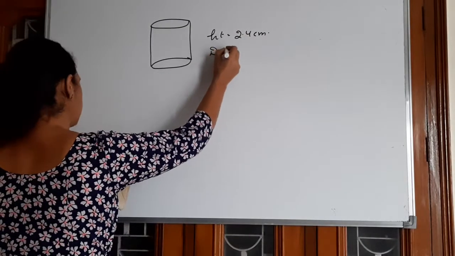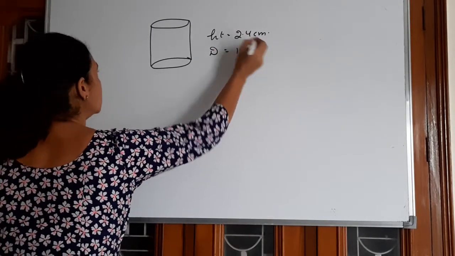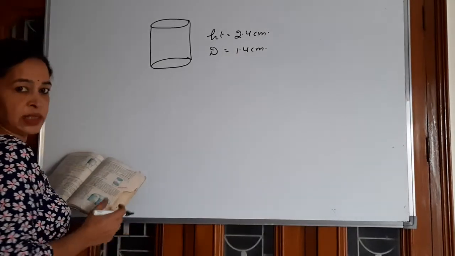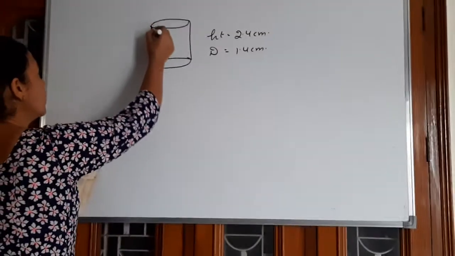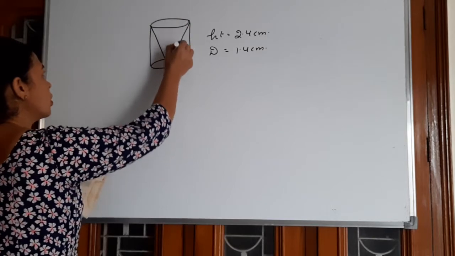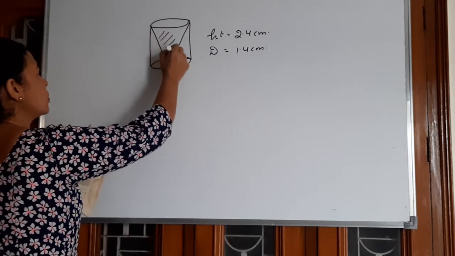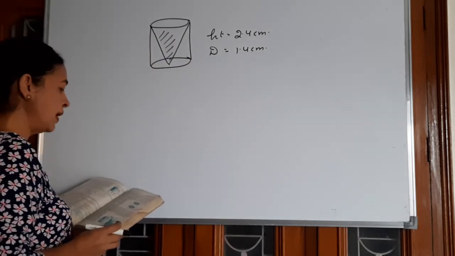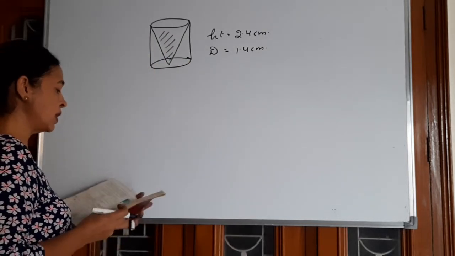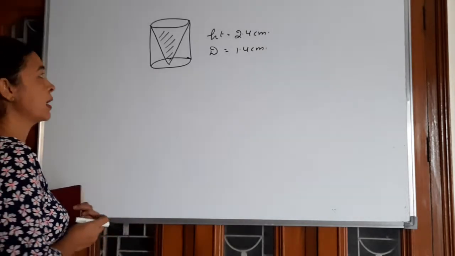We have a solid cylinder whose height is 2.4 centimeters. We have a cylinder like this. The height of the cylinder is 2.4 centimeters and the diameter is 1.4 centimeters. This is a solid cylinder like a log of wood. We have scooped out a cone of the same height and same diameter. This we have taken out. What we have to find? We have to find the total surface area of the remaining solid in centimeter square.